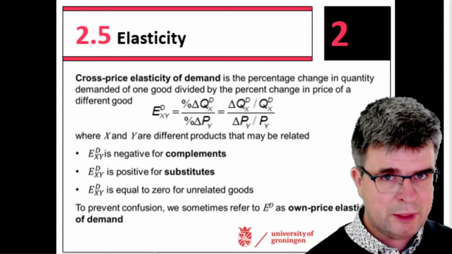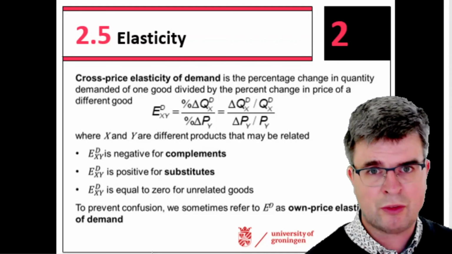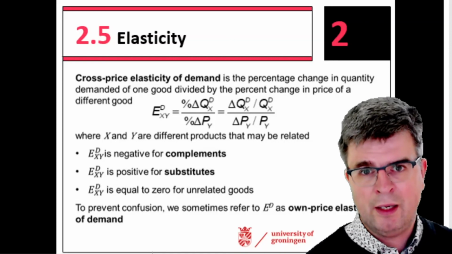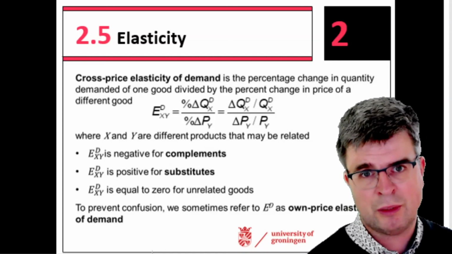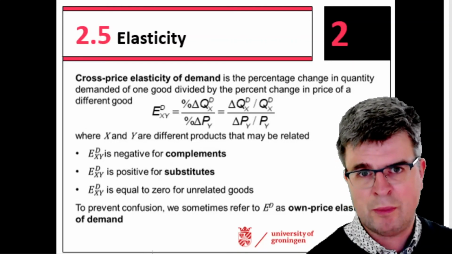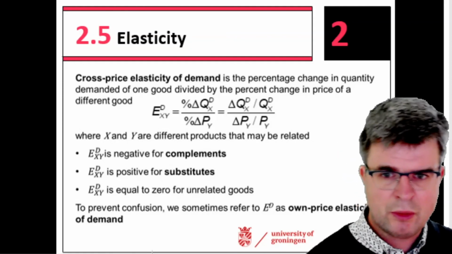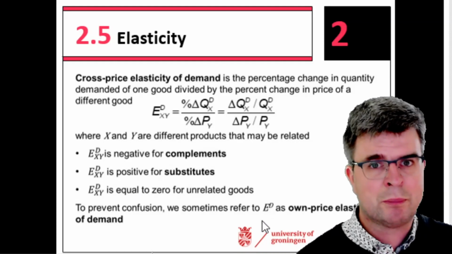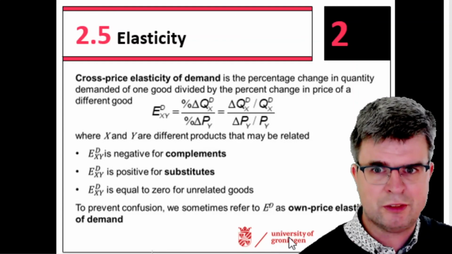Goods may also be substitutes, that is, if one good becomes more expensive, you start to look for another good that you can consume instead. In that case, the price increase of one good leads to an increase of the consumption of the other good, and the cross-price elasticity of demand is positive. Now, to prevent confusion, we sometimes refer to ED not as the price elasticity of demand, but the own price elasticity of demand.